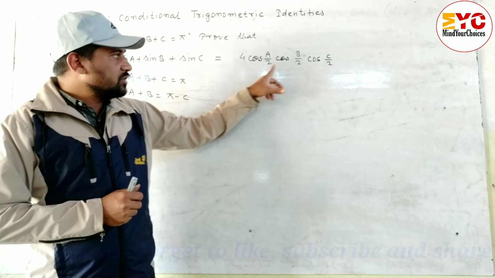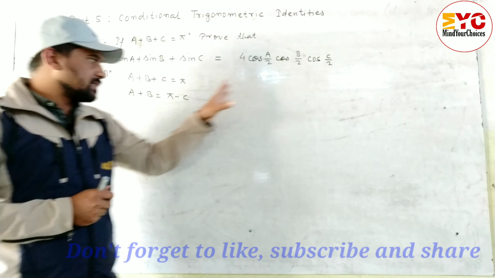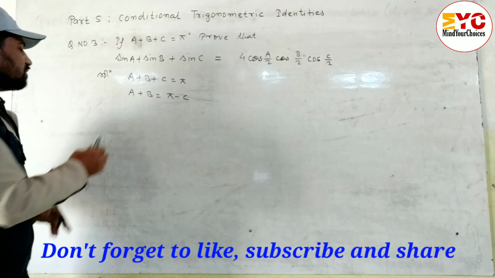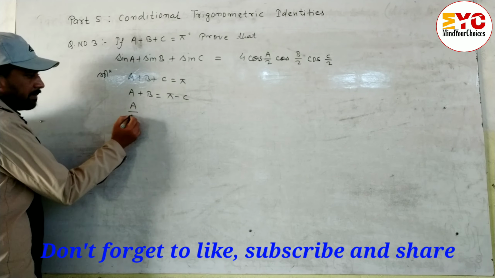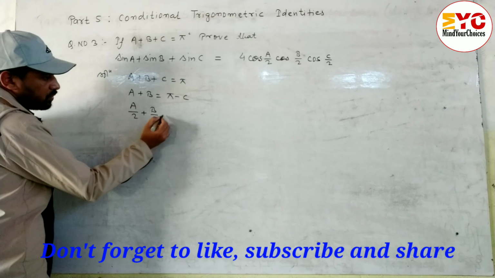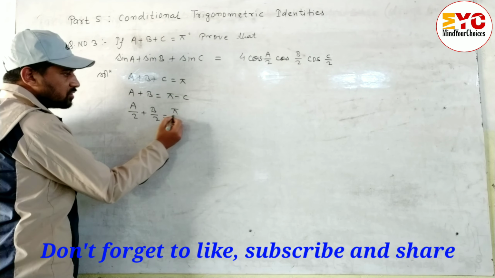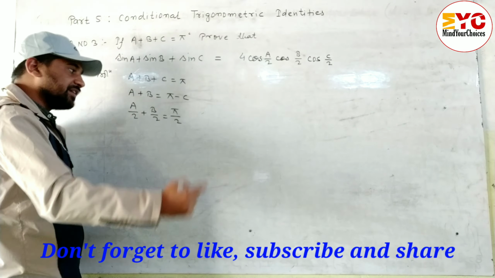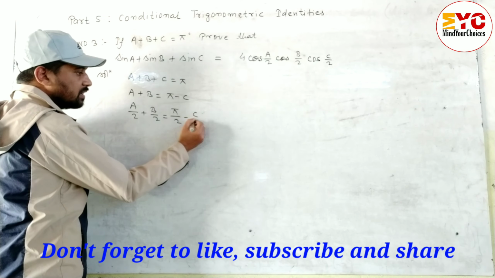So here is a by 2, b by 2, c by 2. It means we have to divide by 2 here. Here we have a, b and c only, so we have to divide by 2. A by 2 plus b by 2 is equal to pi by 2 you can write, or you can write 90. Pi means 180, 180 by 2 means 90, also you can write pi by 2, same thing, minus c by 2.